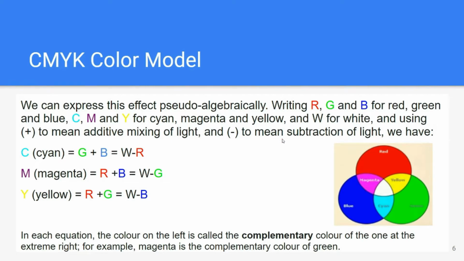We have cyan, magenta and yellow. Cyan is formed by adding green color and blue color, and it is also the complement of red. We are subtracting red from white light. Same as magenta, which is formed by adding red and blue, and yellow is formed by adding red and green. In each equation, the color on the left is called the complementary color of the one on the extreme right. For example, magenta is a complementary color of green.